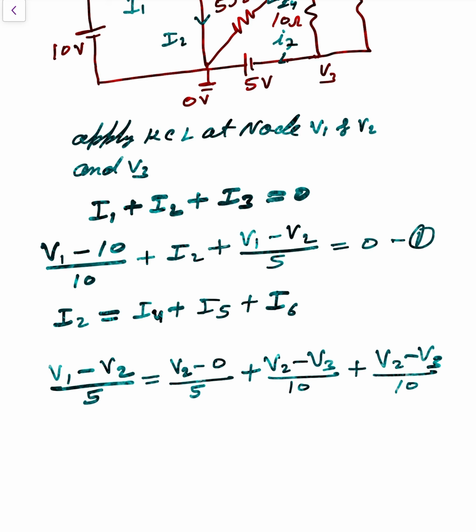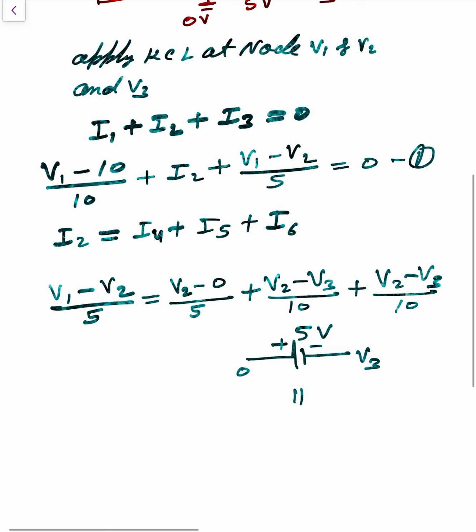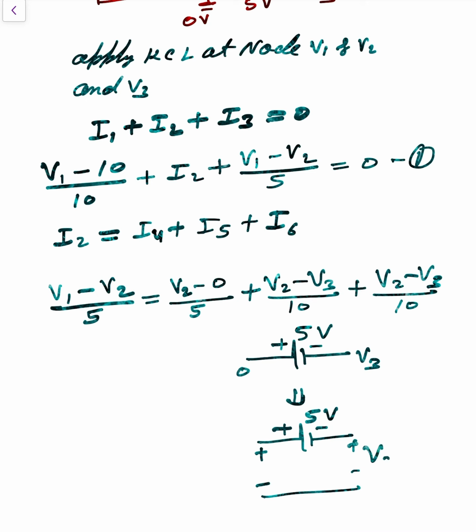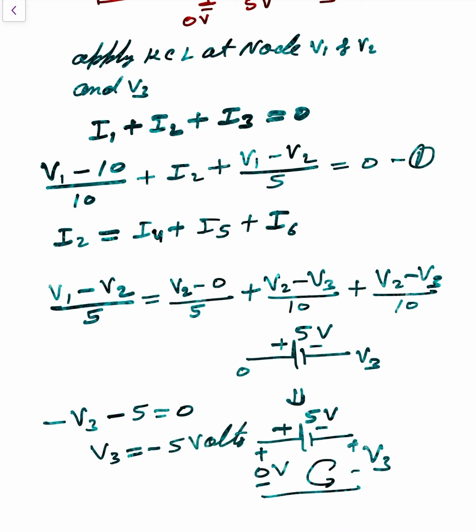Okay. And what about V3? If you see very carefully, minus here, plus, and that is 5 volt, and that is 0, and that is V3. Written simply: minus plus, that is 5 volt, here plus minus, that is V3, here 0 volt. Apply KVL in this loop, so minus V3 minus 5 is equal to 0, so V3 is minus 5 volt. This value is put in equation number 2.